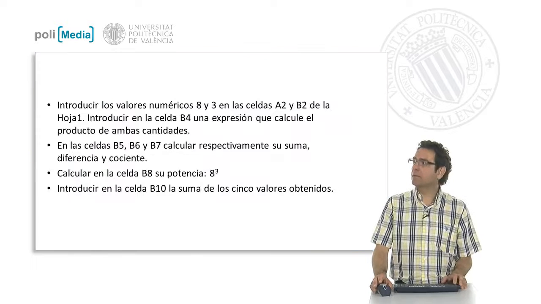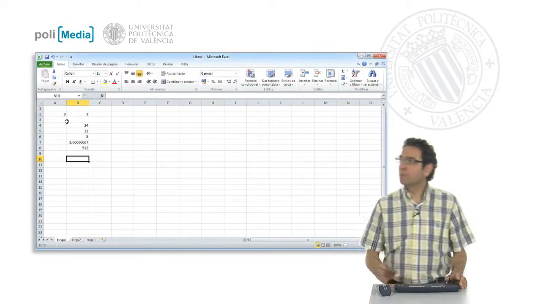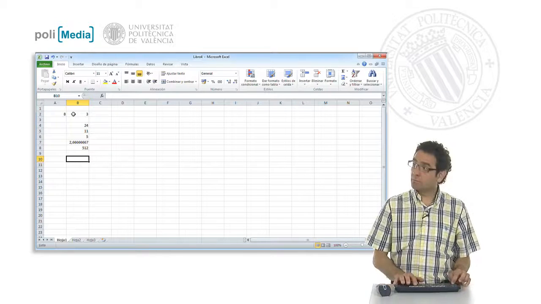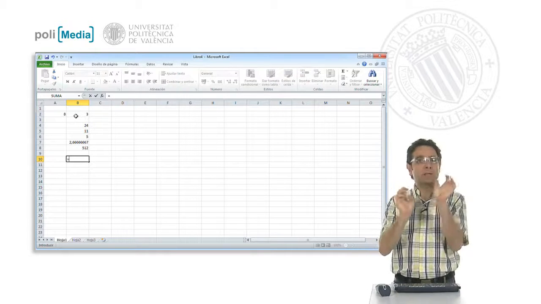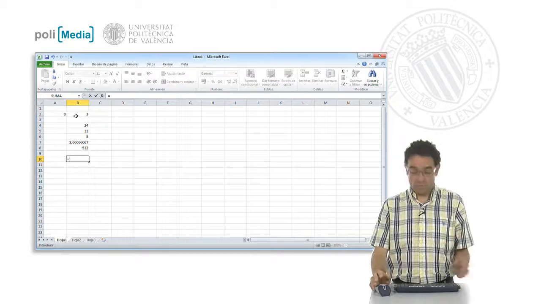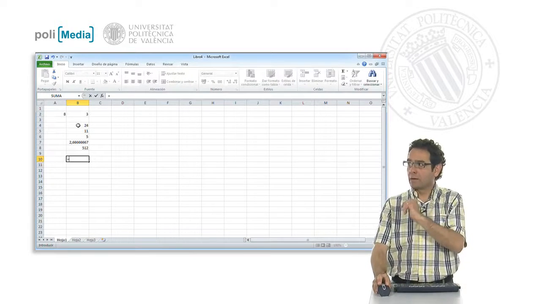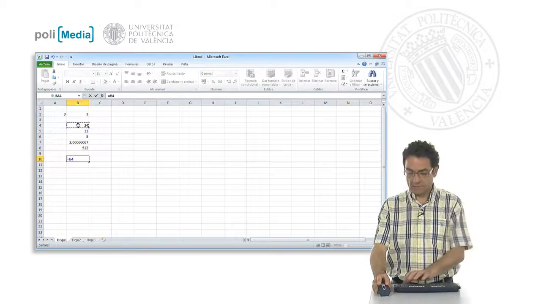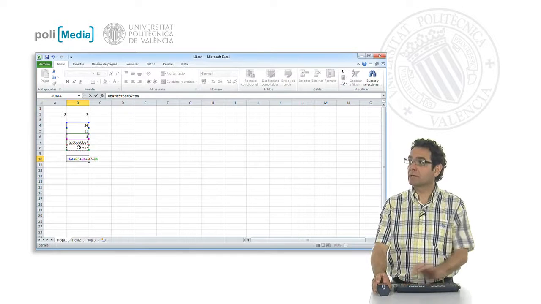And to finish the exercise we need to enter in cell B10 the sum of the 5 values obtained. In cell B10, which is still a cell even further down, we are going to enter an expression that is a bit more complicated, which is not only an arithmetical operation between two values in two cells, but a slightly larger amount. We can do it. It would be as simple as extending the expression: this one plus this one plus this one plus this one plus this one.